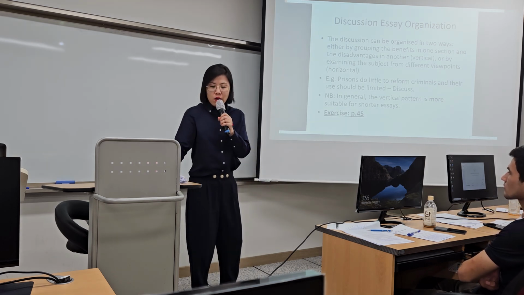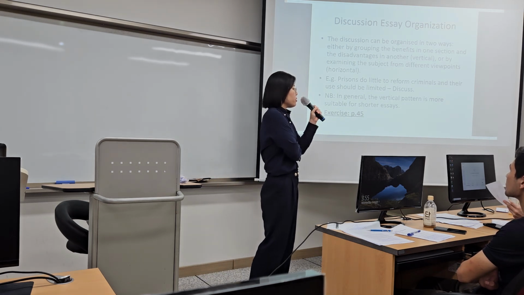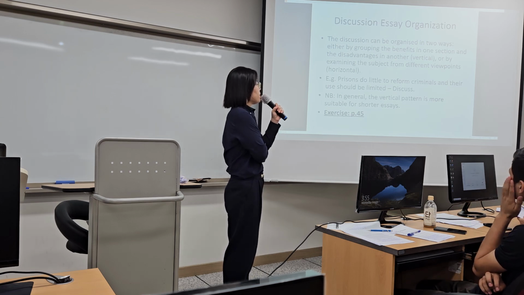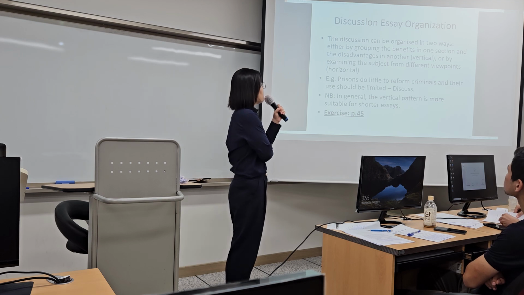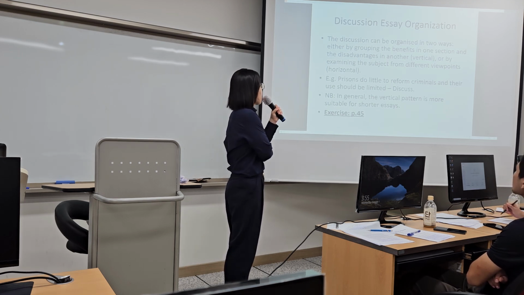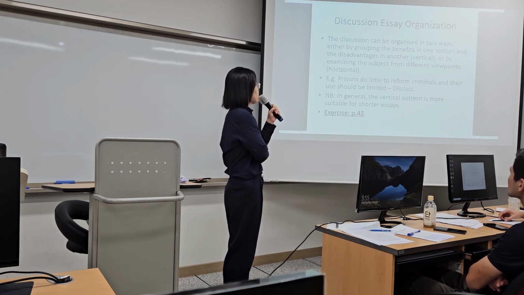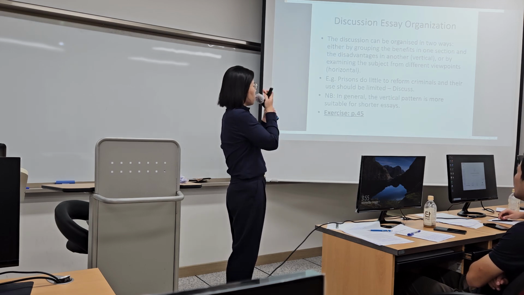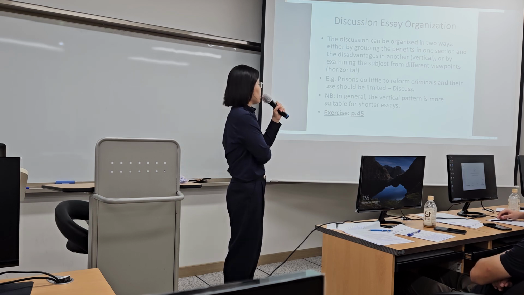Okay. So let's move on to the discussion essay organization. Okay, Irina, you want to read? The discussion can be organized in two ways, either by grouping the benefits in one section and the disadvantages in another, vertical, or by examining the subject from different viewpoints, horizontal. For example, prisons do little to reform criminals and their use should be limited, discuss. Note: in general, the vertical pattern is more suitable for short essays.